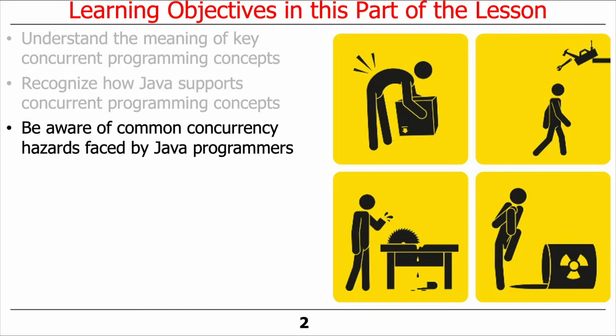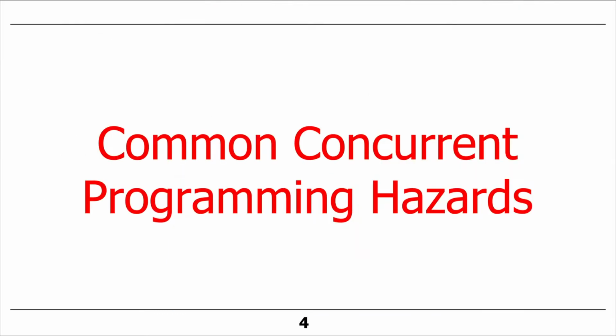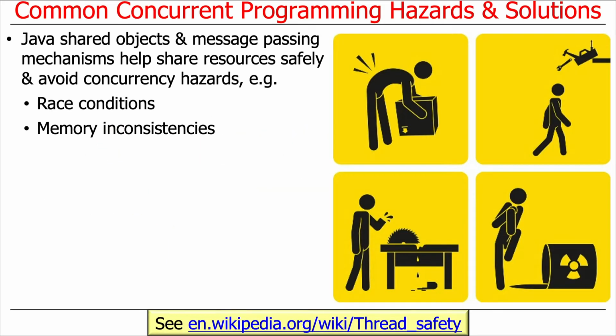And we're not only going to talk about some of the hazards that are addressed by using these mechanisms, we're also going to talk about some hazards that stem from using synchronizers themselves. So it's kind of like self-inflicted wounds, as it were. The two key things we're going to talk about here briefly that will be addressed by using either shared objects or message passing are race conditions and/or memory inconsistencies, which are related to each other.